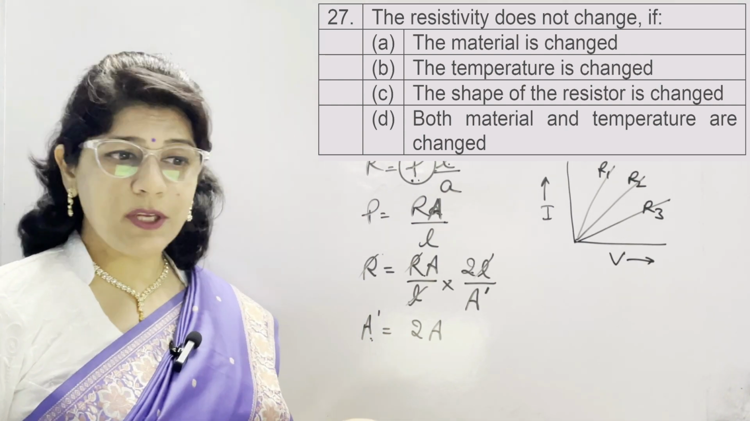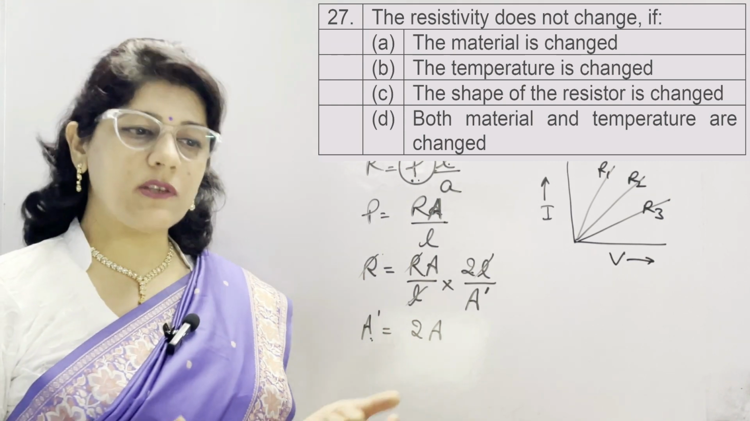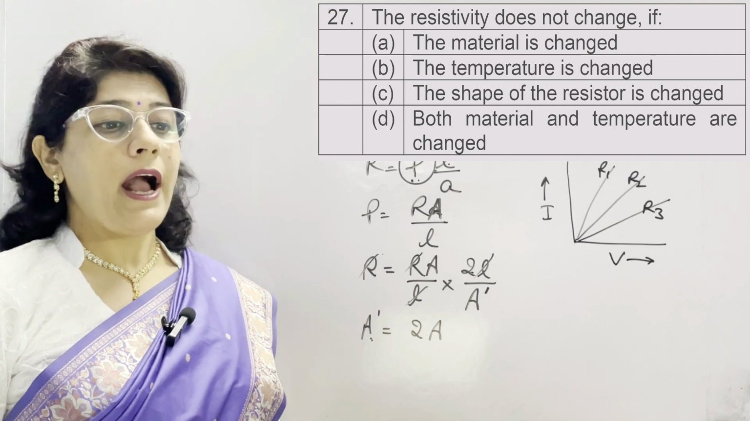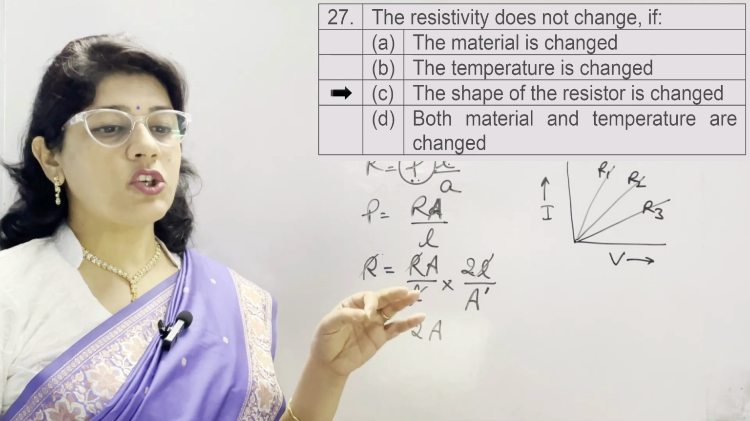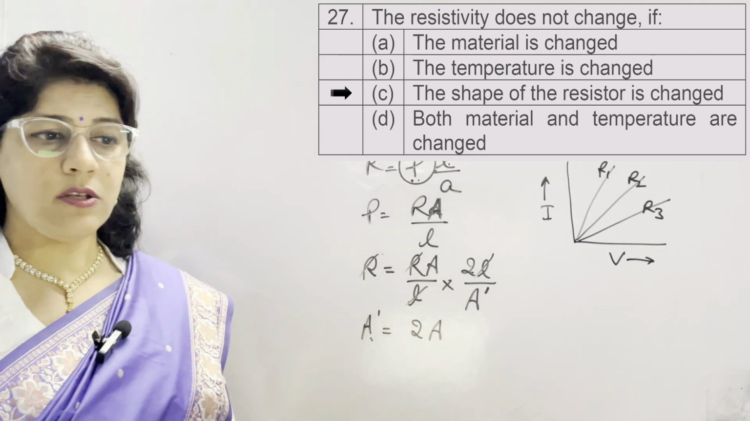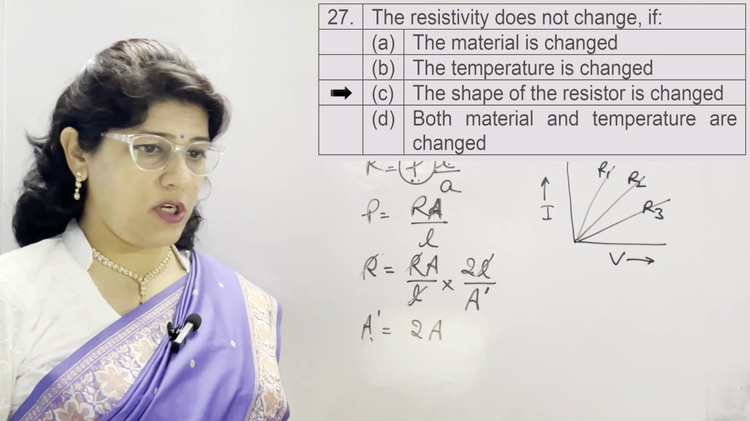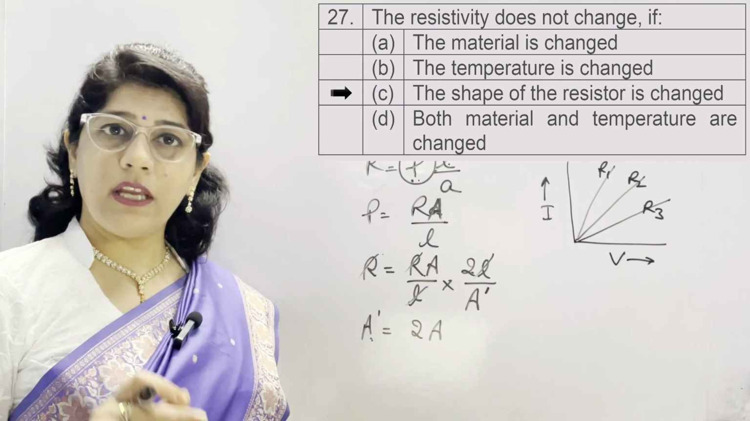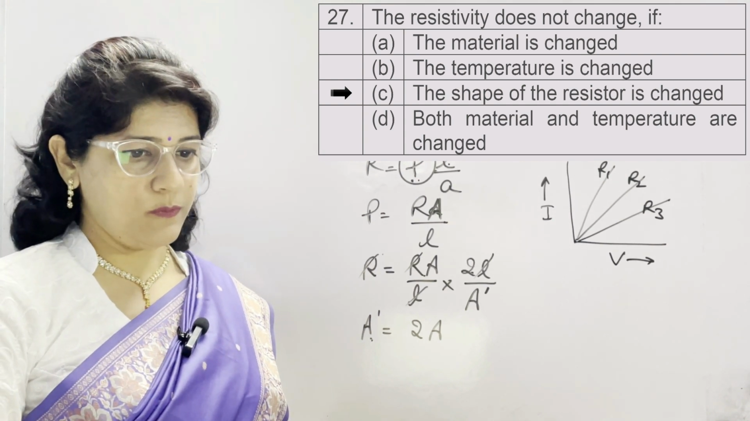In question number 27, the resistivity does not change if A option is the material is changed, B the temperature is changed, C the shape of the resistor is changed, and D both material and temperature are changed. And the correct option is C, the shape of the resistor is changed, then resistivity does not change. Because we know that resistivity depends on material and at the same time depends on temperature also.